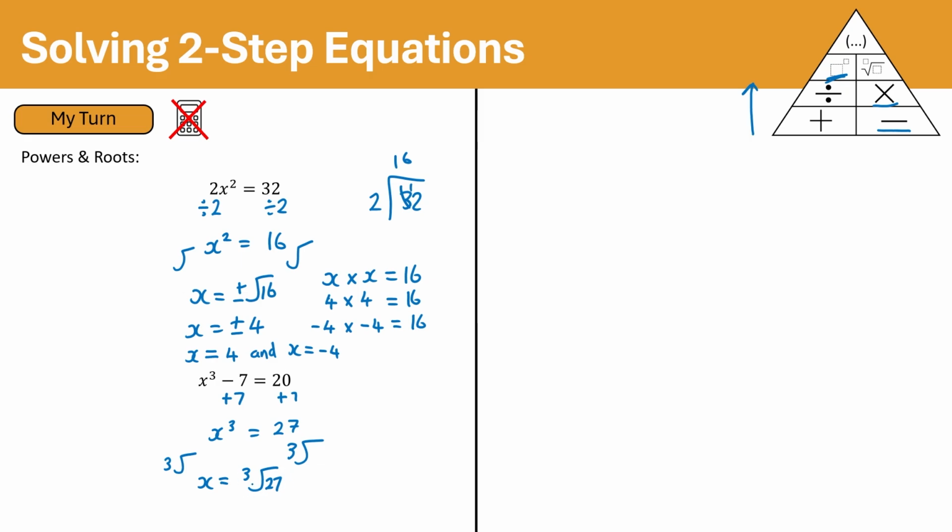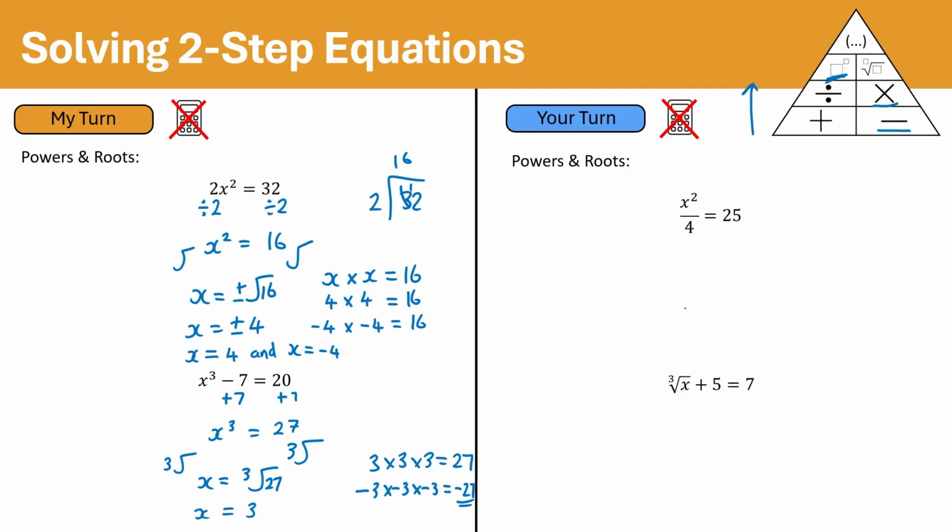And when you're doing the cube root of a number, you want to think what number multiplied by itself 3 times gives me 27. Well, 3 multiplied by 3 multiplied by 3 is equal to 27. So x is equal to 3. This time we don't have the positive and negative answer because if I tried negative 3, well, negative 3 multiplied by negative 3 multiplied by negative 3 gives me negative 27. They don't give us the same answer, so we've only got one this time. Pause the video and give these two questions a go, and then we'll have a look at it together.